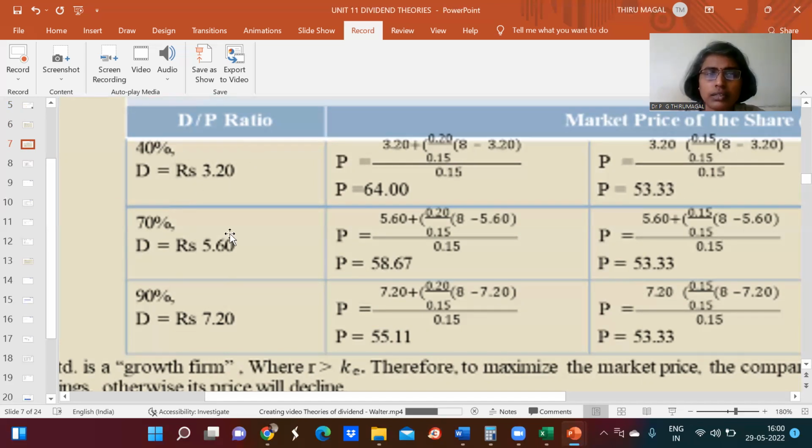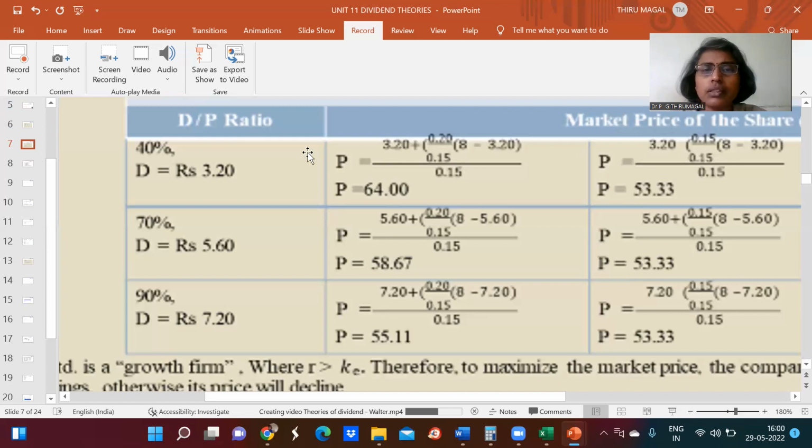Similarly, for the next payout ratio of 70, everything I'm talking about is from company X's point of view. When the dividend payout ratio is 70%, in 8 rupees, 70%, 8 into 70 by 100 is 5.60. Similarly, when the dividend payout ratio is 90, the dividend per share is 8 into 90 divided by 100, we will be getting 7.20. So these are all the different dividend per share values depending upon the dividend payout ratio.